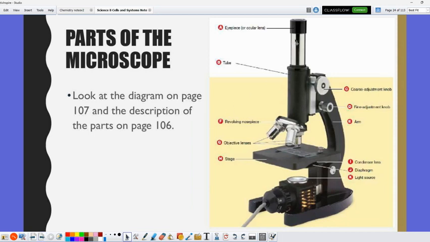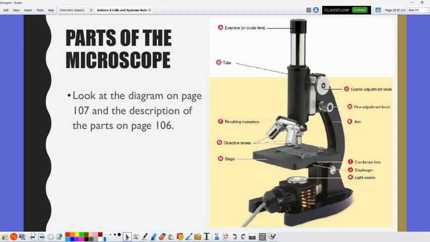There's the eyepiece, the tube, and the coarse adjustment knob that's only used under low power. There's a fine adjustment that's used under medium and high. There's the arm that you use to carry the microscope with. There's a revolving nose piece, so instead of changing each lens, you just turn it to get to the right lens. There are the objectives, low, medium, and high. There's the stage where you put the slides, and some of them have clips to hold them in place.